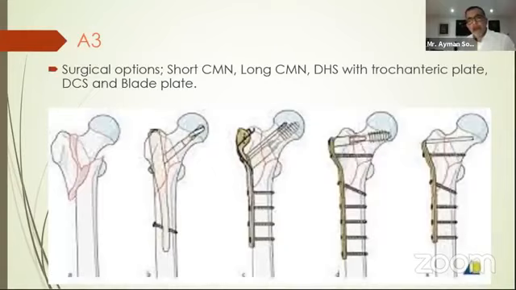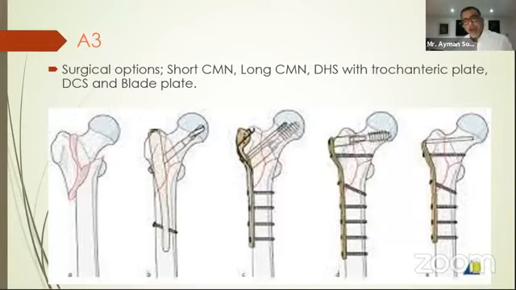So I've jumped from A1 fractures to A3. So what happened to A2s? As I said, I would consider the A2.1 as a stable entity if reducible and use a DHS. The A2.2 to consider on a case-to-case basis, and the A2.3s I would consider as A3.